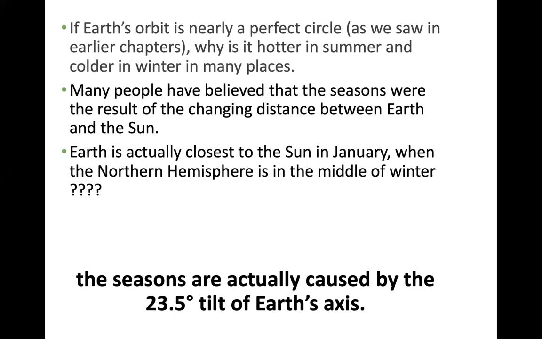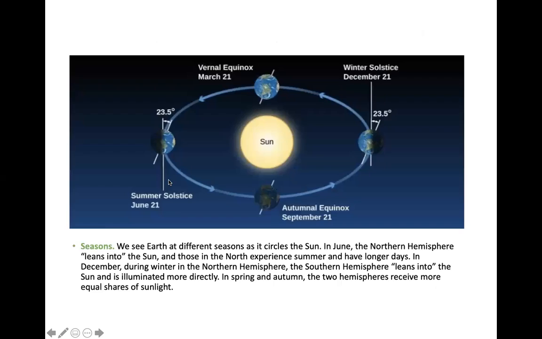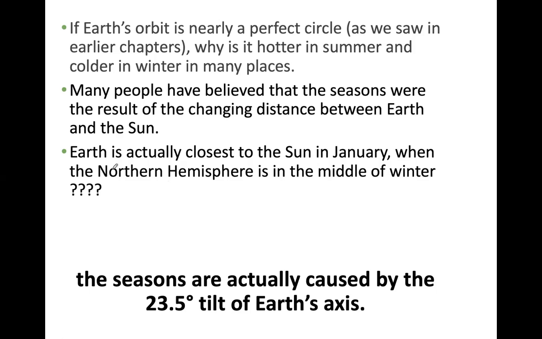Now, the problem is, if it is true that the seasons occur because of the changing distances between the Earth and Sun, then look at this factor right here: the Earth is actually closest to the Sun in January, when the northern hemisphere is in the middle of winter, right? So that fact is not valid.